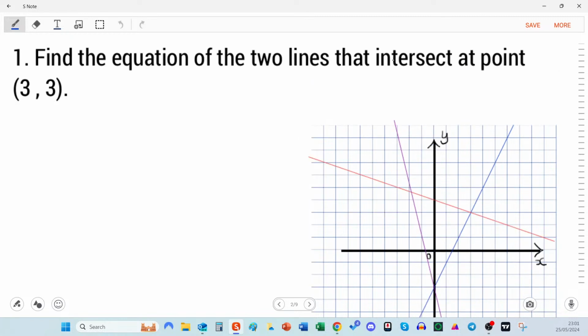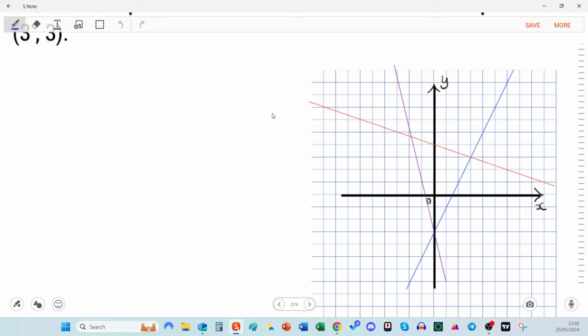Find the equation of the two lines that intersect at point (3, 3). Okay, so we can find point (3, 3) here: 3 across and 3 up. So we're talking about this point here, and therefore we're talking about the blue and the red line. So let's start with the blue line.